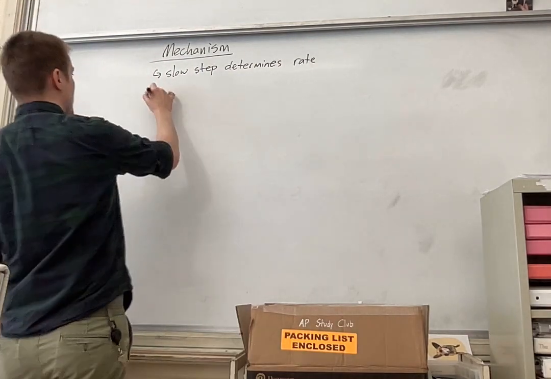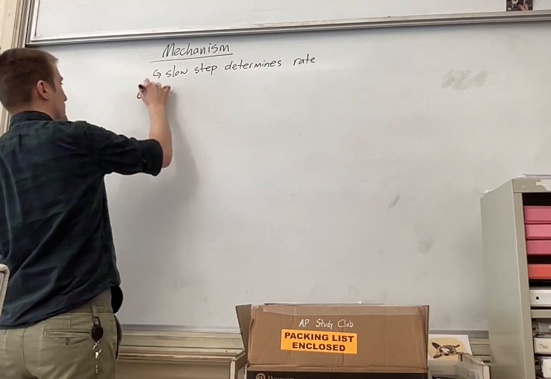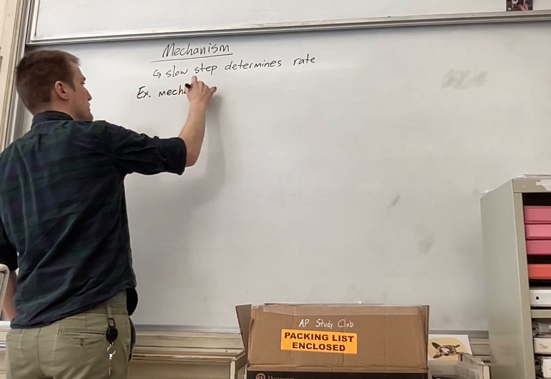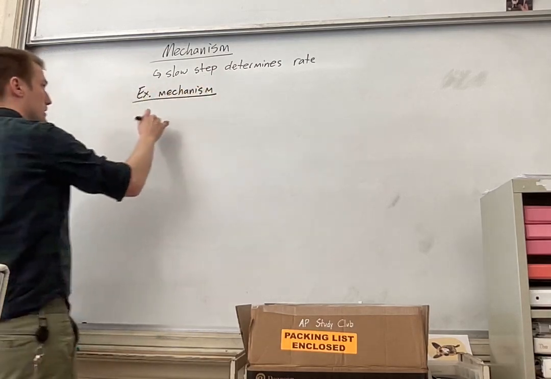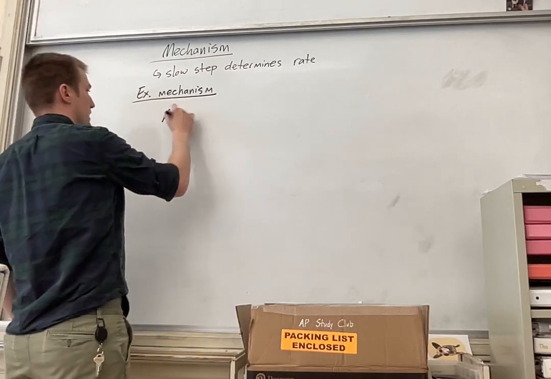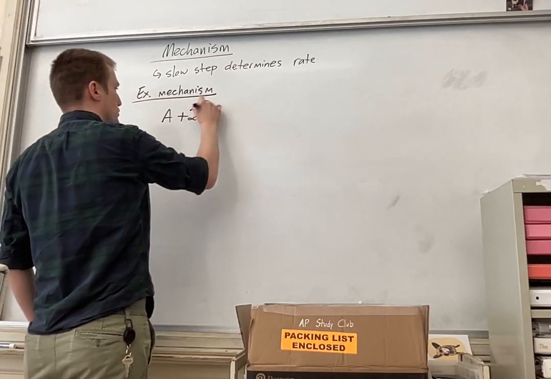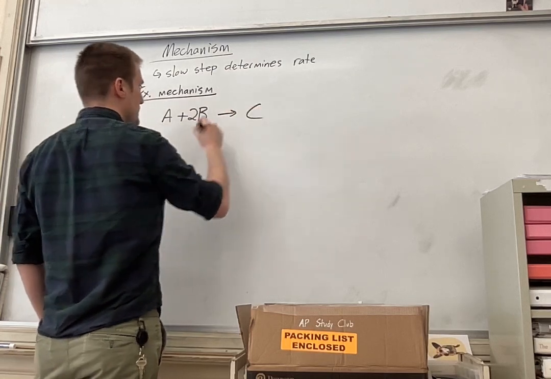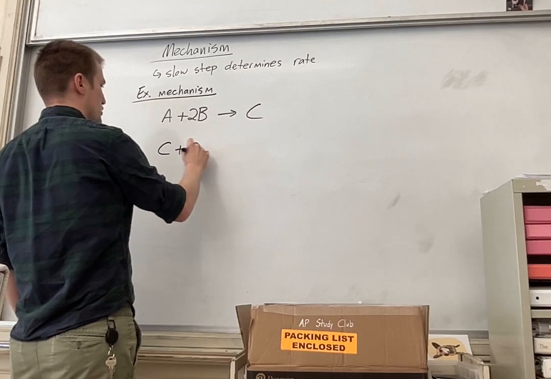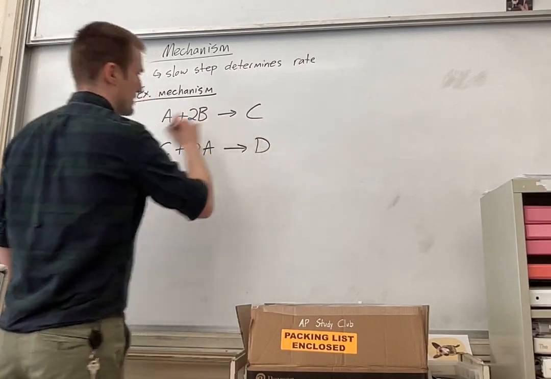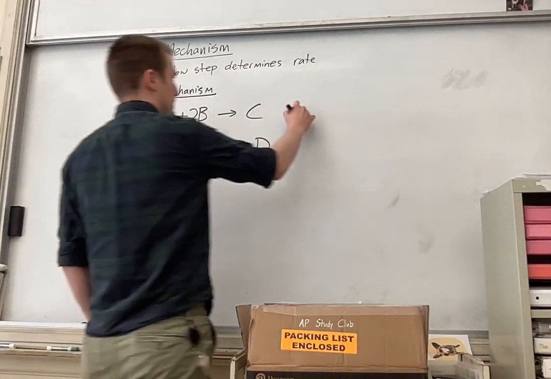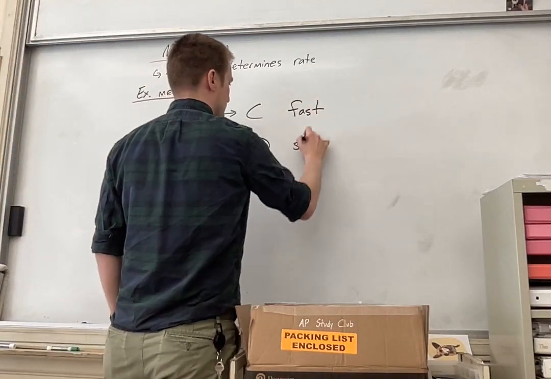And so let's say I have an example and I know the mechanism of a reaction. So let's write something generic. A plus 2B makes C, and then C plus 2A makes D. Okay, let's say my 2-step mechanism, let's say this is fast, and let's say this is slow.